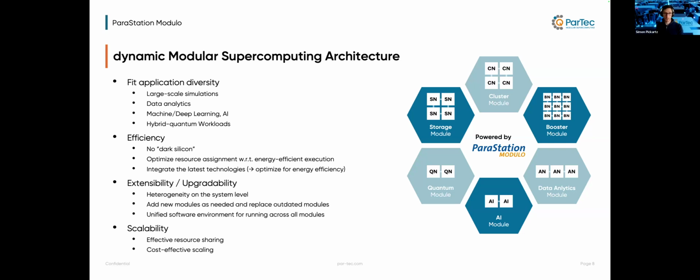Additionally, the modular supercomputing architecture allows for easy extensibility of the system in terms of adding new modules, but also upgradability, meaning that if one of the modules reaches its end of life, that does not necessarily mean that all of the modules have to be decommissioned, but we can simply update individual modules one at a time and leave the overall system running. And finally, we believe that this approach leads to better scalability in an overall sense, since it allows applications and workflows better effective resource sharing and cost-effective scaling.